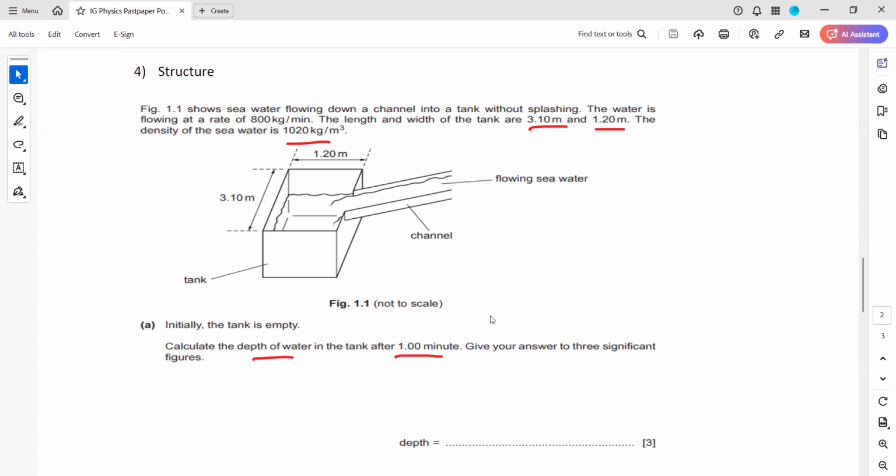So after 1 minute, you need the depth. First, what you will do, density is mass divided by volume. First, we'll find the volume. What is the volume of the water that entered?